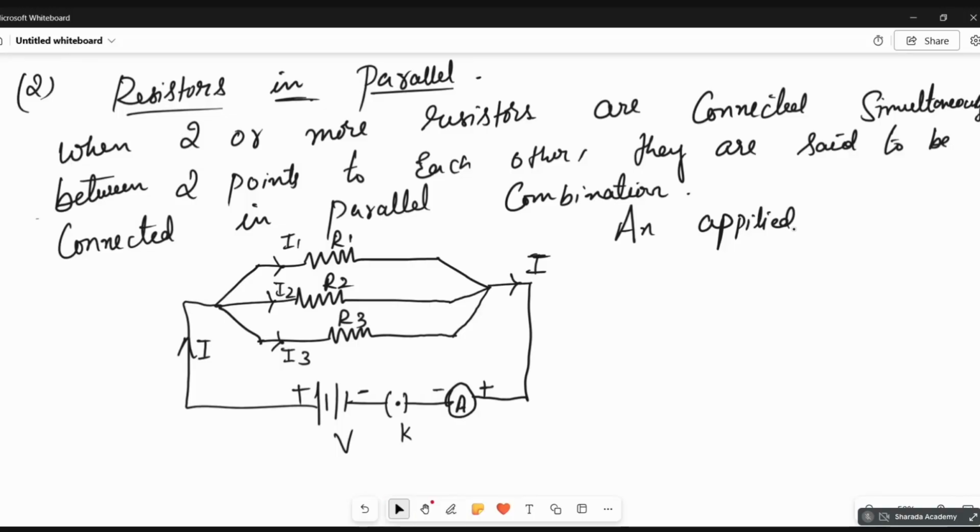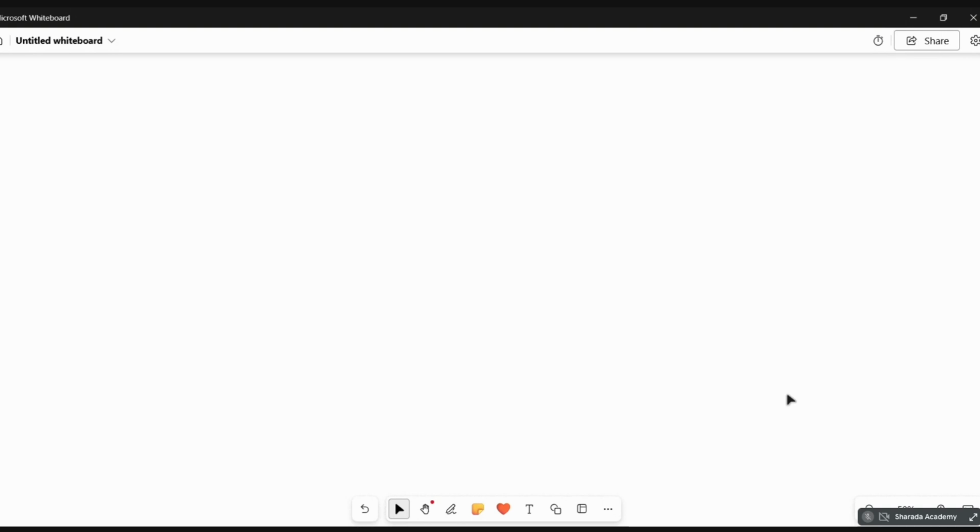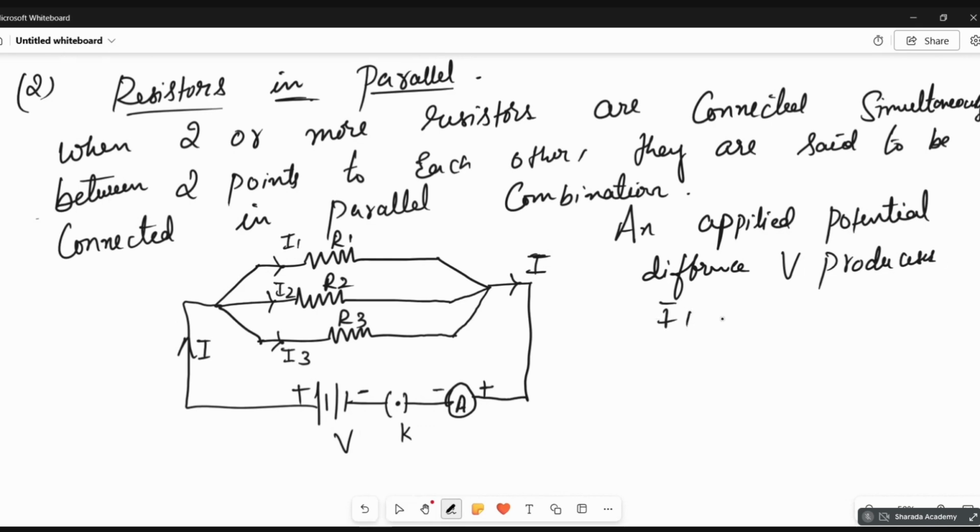Write down this then. An applied potential difference. I1 in R1, I2 in R2, and I3 in R3.